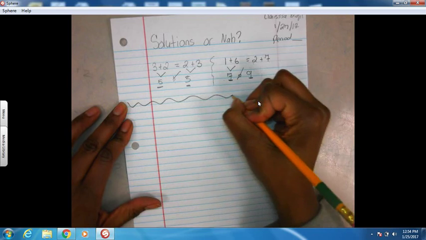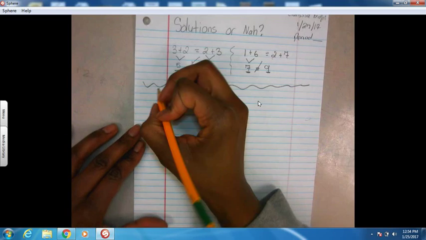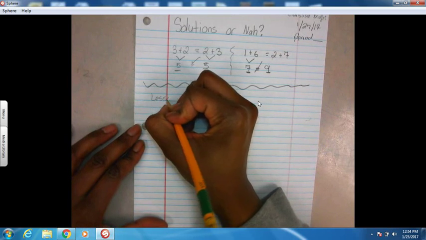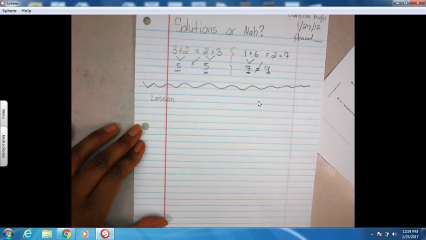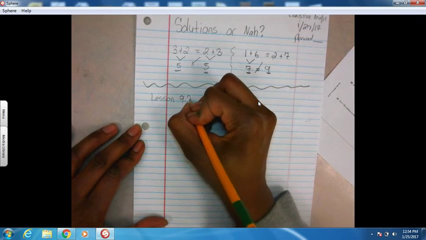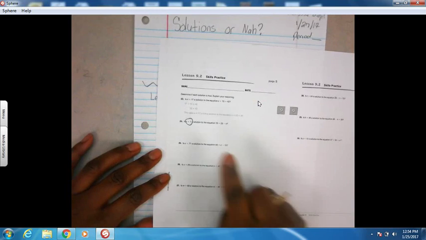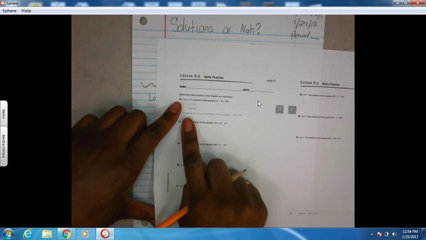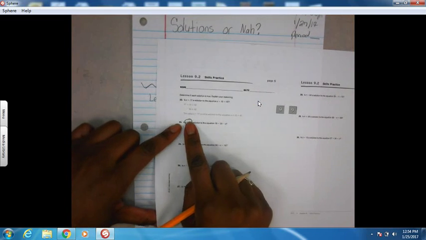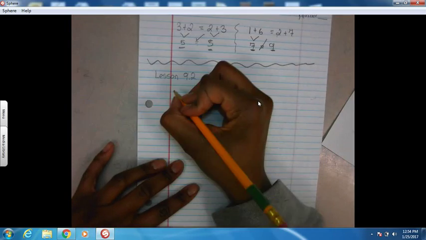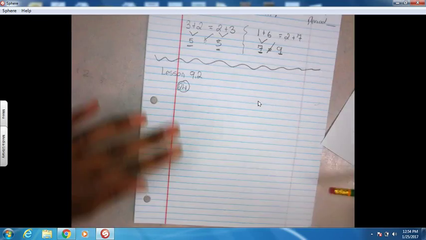So let's take a look. I want you to look at the side of your paper that is titled Lesson 9.2. And they already did number 23 for you, so we're going to do number 24 together. So for number 24, and excuse the marks, I explained this earlier on the last video.